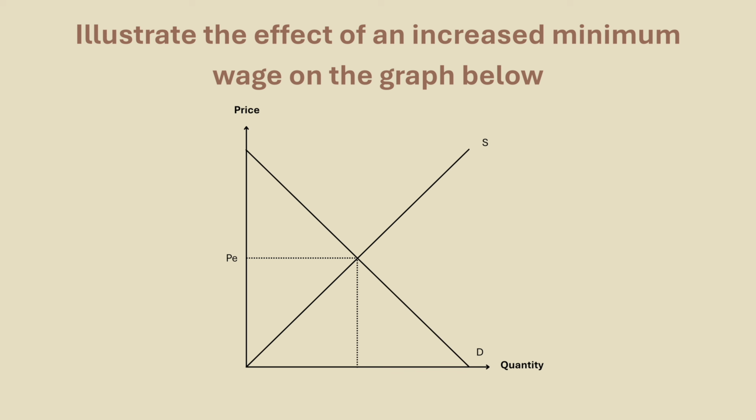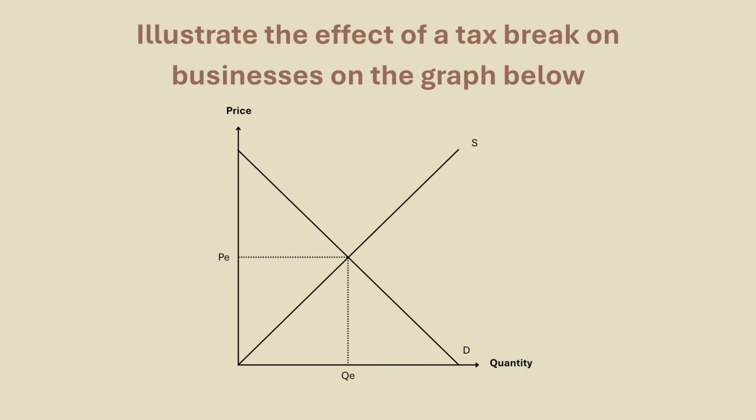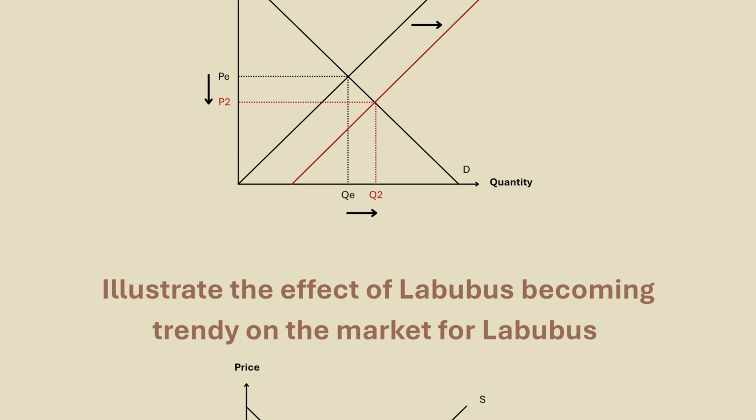Illustrate the effect of an increased minimum wage on the graph below. An increased minimum wage will raise the cost of production for a business and therefore the supply decreases. Illustrate the effect of a tax break on businesses on the graph below. When businesses have to pay less tax, they can afford to produce more, so the supply curve increases.